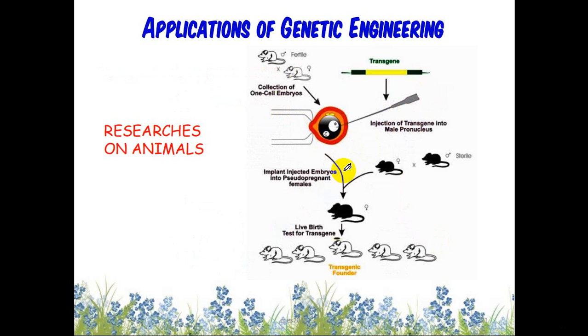So it was always research on animals. This is a good example of that as well. How can we inject a transgene into a male pronucleus and all that phenomena, how can we implant our desired nucleus or our desired DNA into some specific animal. So this is the example. These are all the applications of genetic engineering.